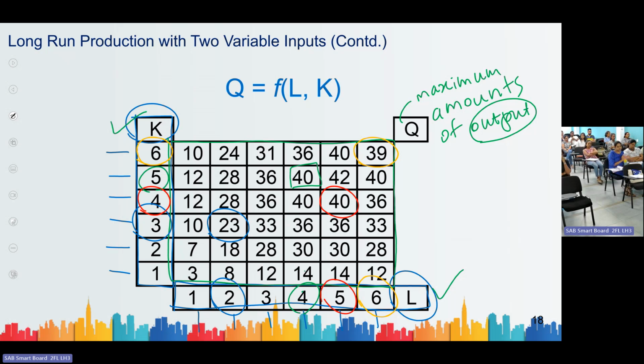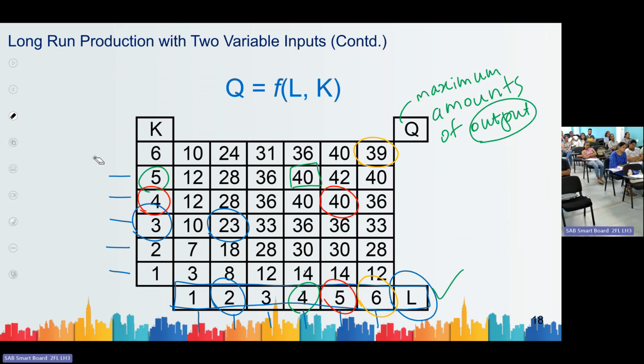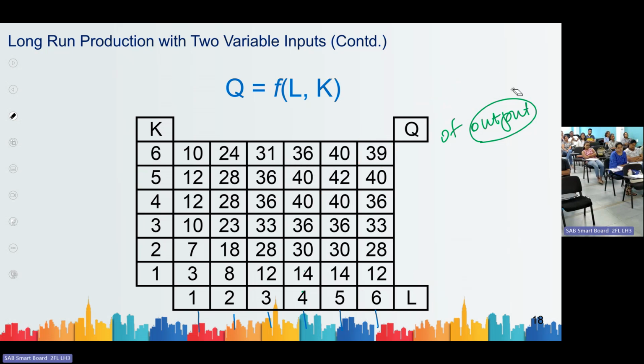Likewise, these values are the levels of output that can be produced by utilizing different levels of labor and capital. You can see there are some similar numbers. The same number appears in different combinations. Do you observe it? The same level of output is there in different locations. That means at different combinations of inputs.